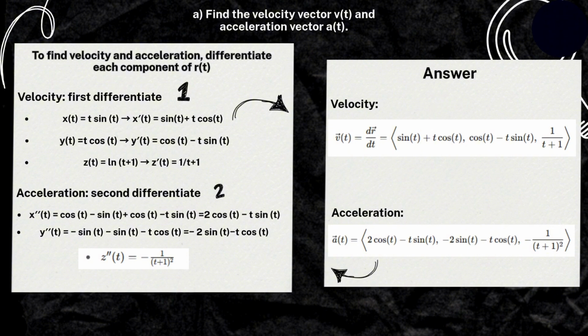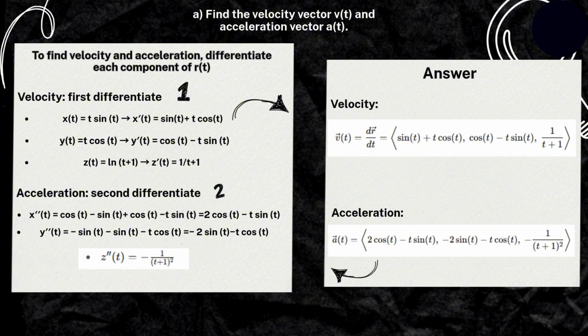To find acceleration, we need to differentiate velocity. It has the same meaning as the second derivative of r(t). For the x component, we differentiate the function we got for velocity, which is sin t plus t cos t. We differentiate and get cos t minus sin t plus cos t minus t sin t, which gives 2 cos t minus t sin t.